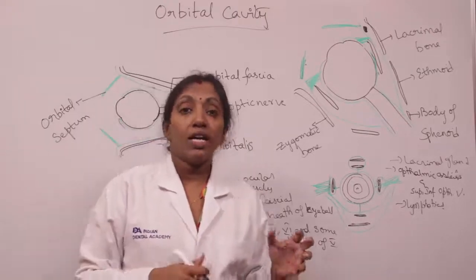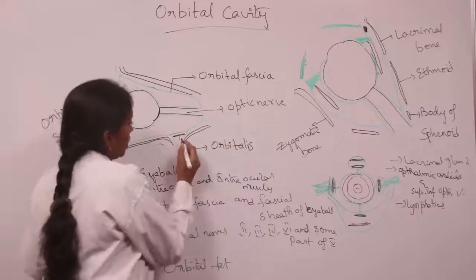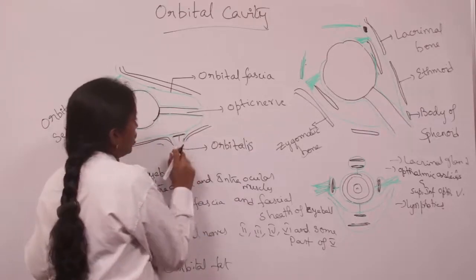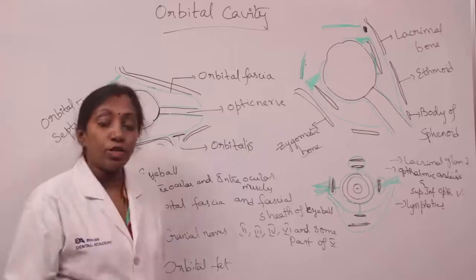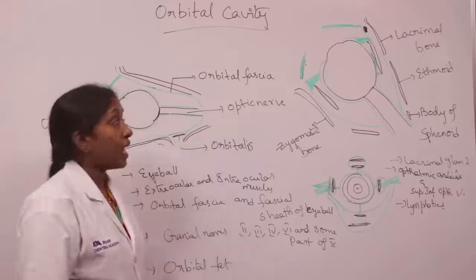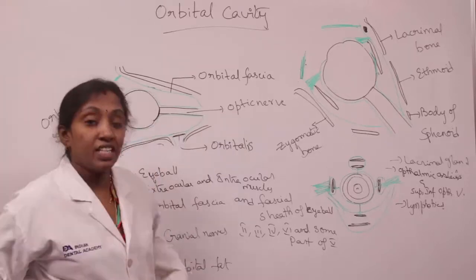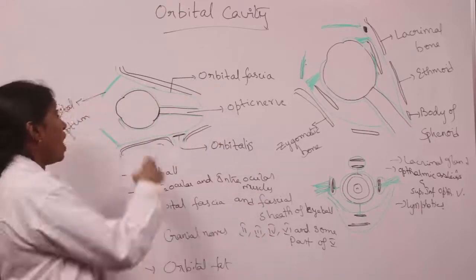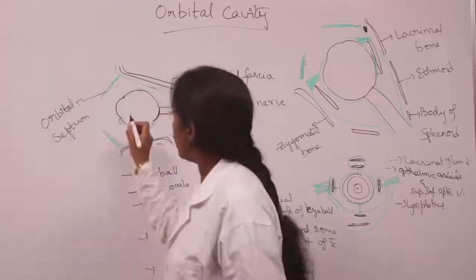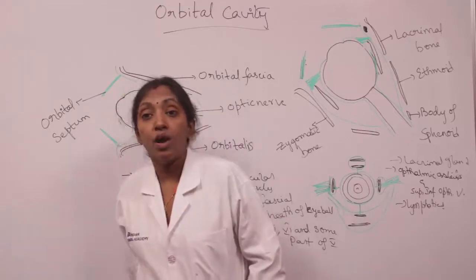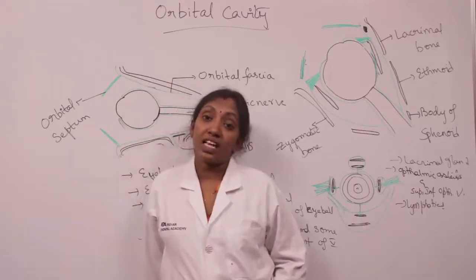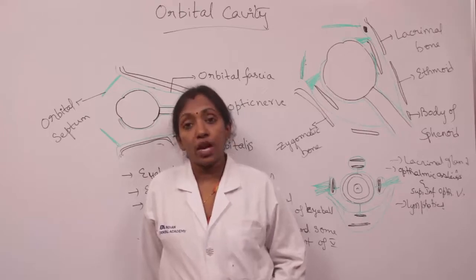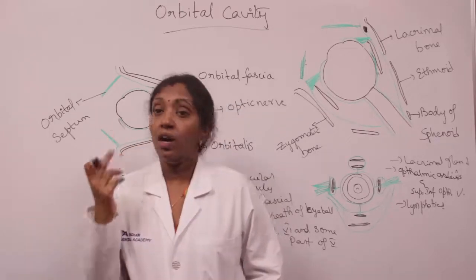There exists a gap between the orbital fascia and the inferior orbital fissure, and this gap is filled by the smooth muscle called orbitalis muscle. And here the orbital fascia posteriorly is continuous with the dura mater as well as the fascial sheath of the optic nerve, and anteriorly it is continuous with the bones covering the margins of the orbit.